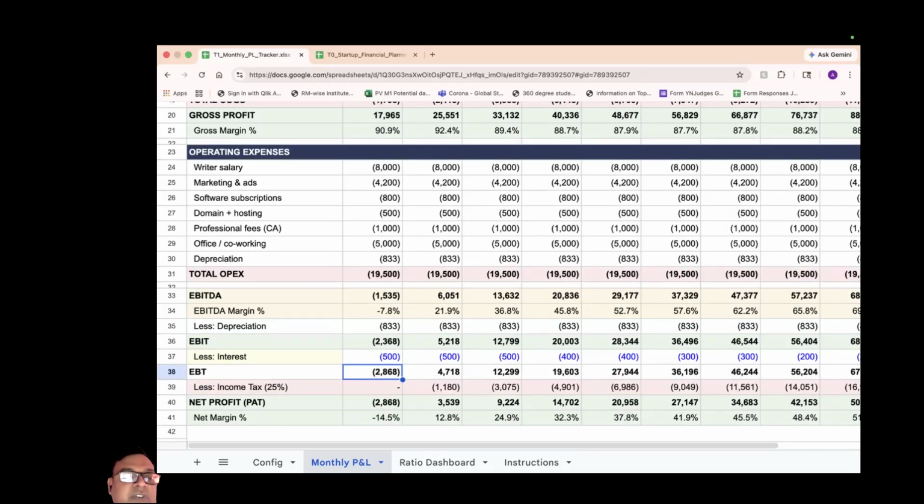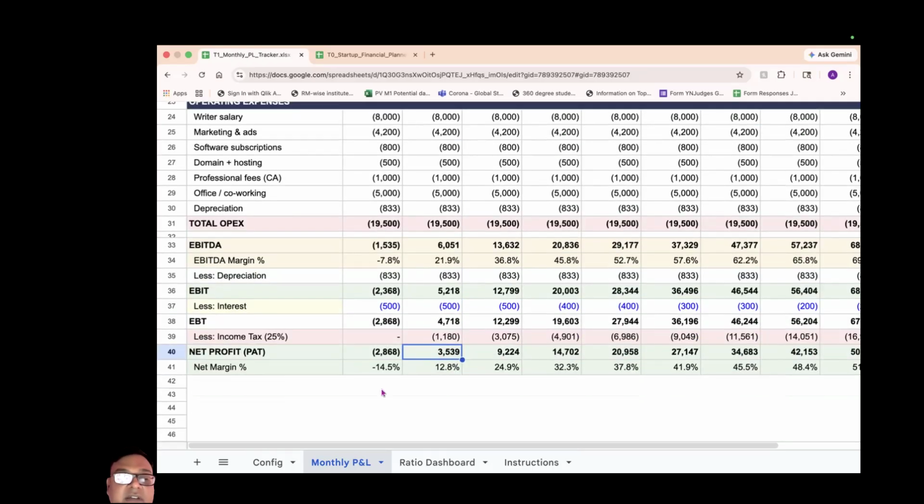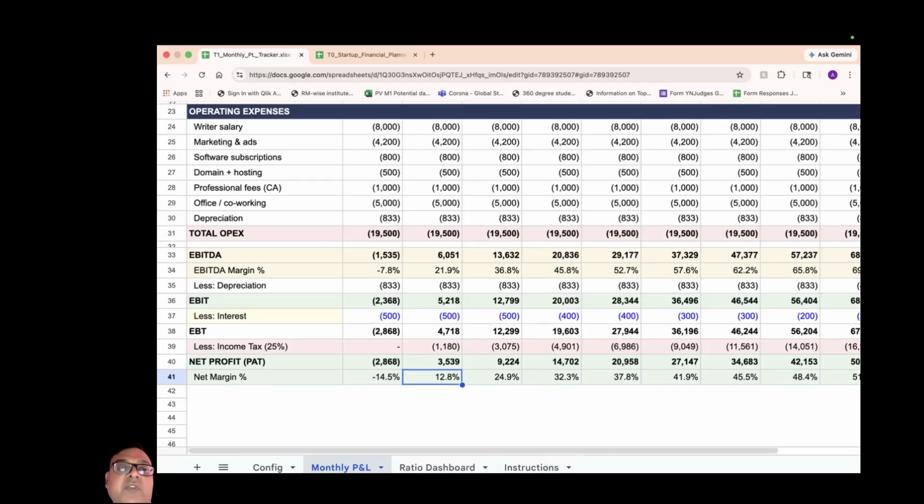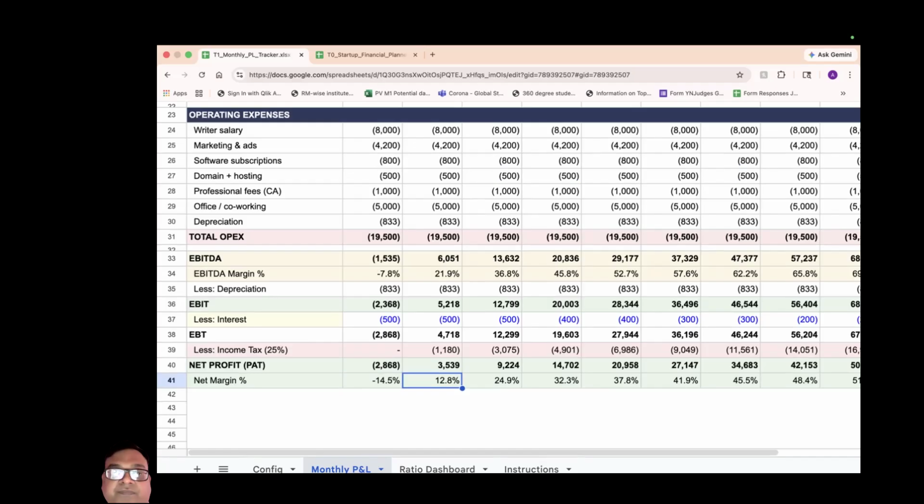Then let's remove the interest, which is 500. You get 2868 negative, and here it is positive. Okay. There's no income tax here. There will be here, 1180, and you get the net profit, right? 3539. For the first month, it is negative. So from minus 14.5% to 12.8%. This is where from month 1 to month 2, you've already achieved the break even.